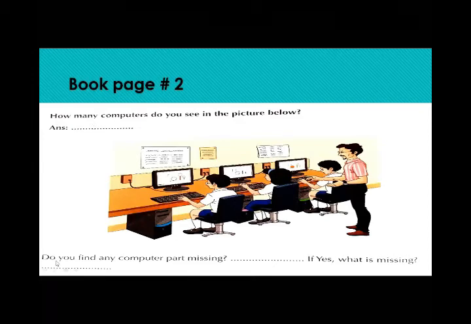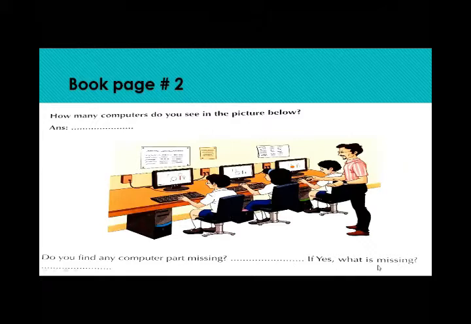Okay, what is the next question? Do you find any computer part missing? Let's count the parts of the computer. We have counted before. We know that a computer has 4 main parts. So count now here. Here is monitor, keyboard, and mouse. Is anything missing? In the first blank, write yes. Yes, there is a part missing, so you will write here yes.